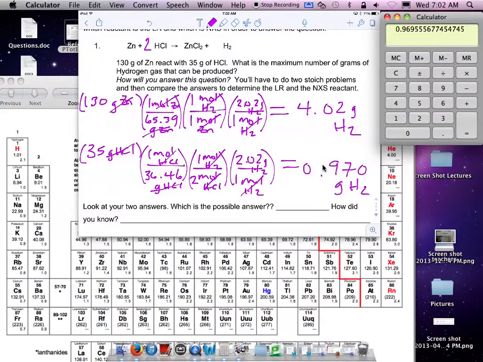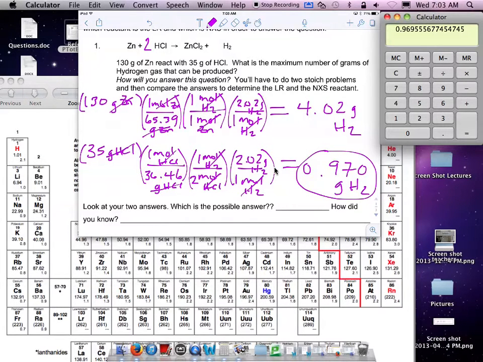So we did our 2 stoichiometry problems. What we got to figure out is, okay, I have 2 answers. How do I know which is the right one? Well, the idea here is that you will always choose the possible answer that is the smaller one. So what we're going to do is circle this and say this is the amount of hydrogen we should be making. If everything goes perfectly, this is the maximum amount of hydrogen that I can possibly make.